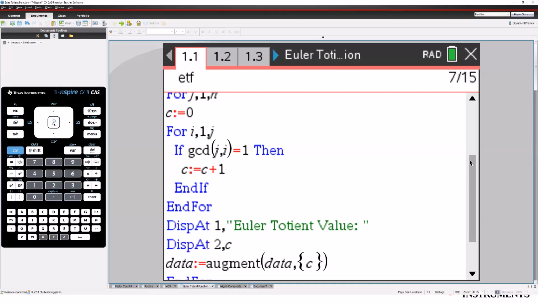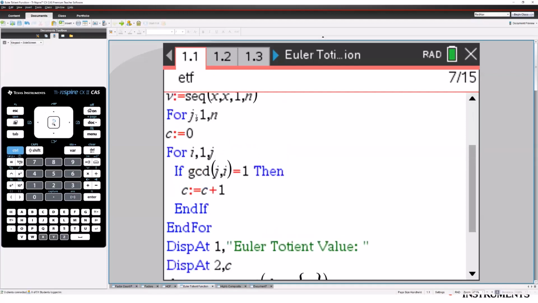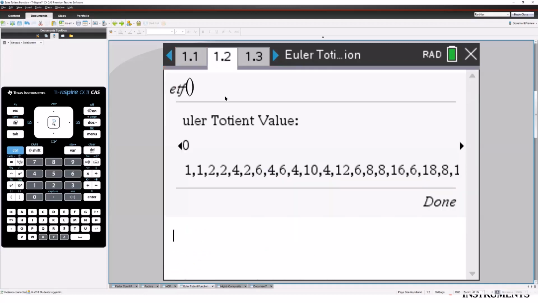So what have I done here? I've put this into a nested loop. So I'm actually going to find the Euler Totient value for a whole stack of numbers, a range of numbers. So when I say, let's do the Euler Totient function for 12, it'll actually do it for 1, 2, 3, 4, 5, 6, 7, all the way up to 12. It'll work it out for every single one of them. So let's give it a crack.